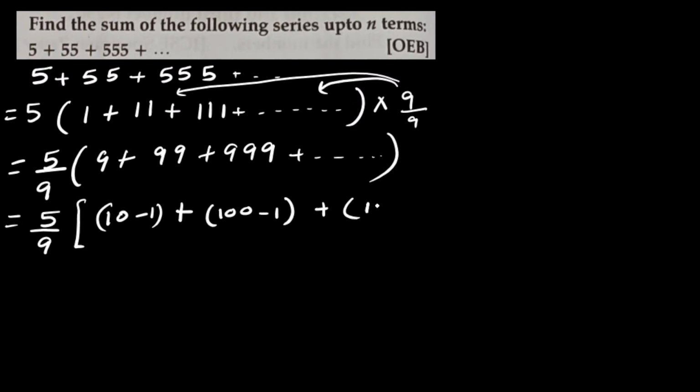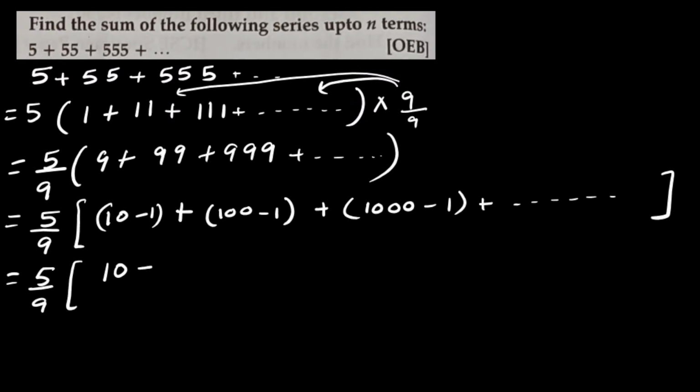999 I can write 1000 minus 1. And like this it goes on. Now I'll just write them. I'll open the bracket and write the terms separately. So 5 by 9, if I open the bracket, it will become 10 minus 1 plus 100 minus 1.